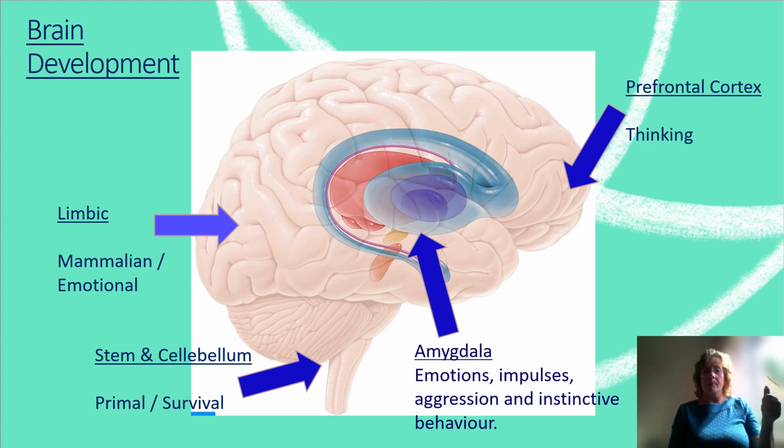If you take your thumb, this represents the first part of the brain to develop. It is known as the brainstem, the cerebellum, the primal brain, the survival brain. And its job is to keep us alive and safe, responding to anything that could be potentially life-threatening.